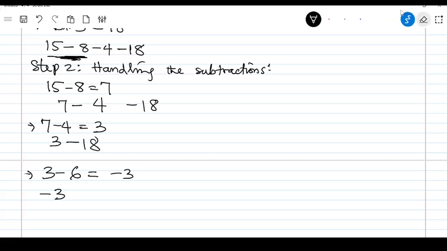Okay, sorry for that, we're almost done. So next we are going to have 3 minus 18 and not 3 minus 6. So 3 minus 18 is going to be minus 15, and that is where we are going to have a final answer. So our final answer is minus 15 or negative 15, as you may want to put it.